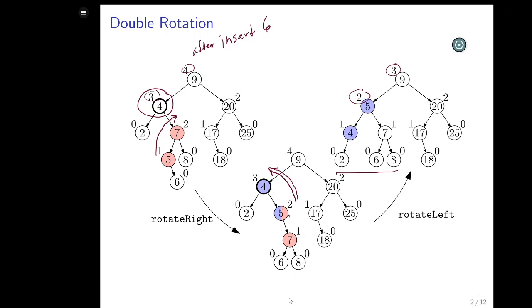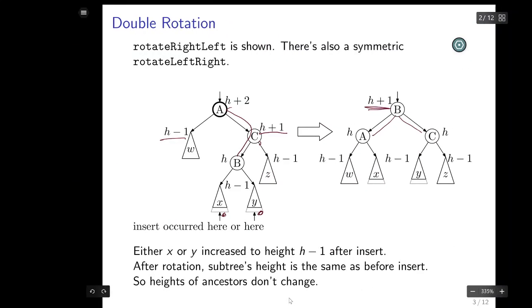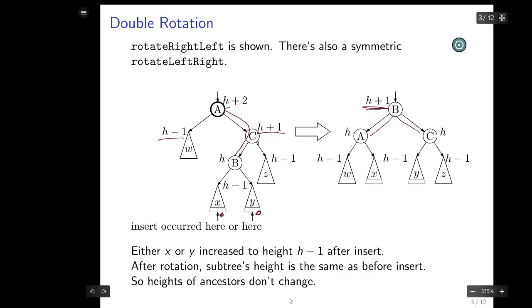Also, I'm guessing if 5 had a left child, that child would be moved to become the right child of node 4, right? All follows the binary search tree property. Okay?